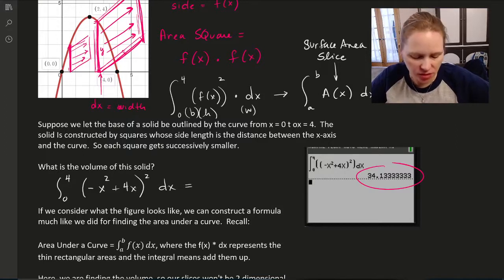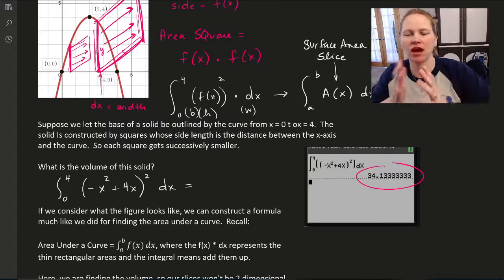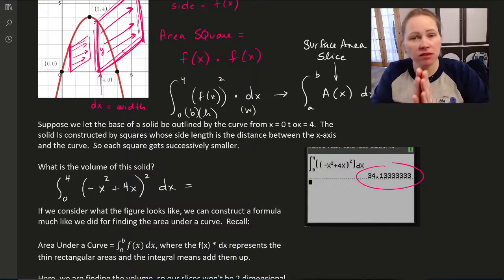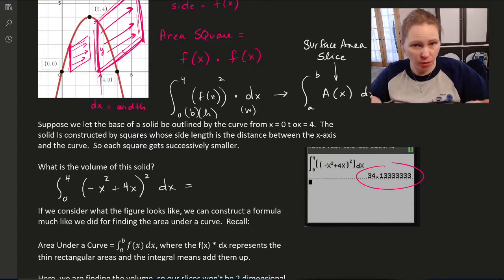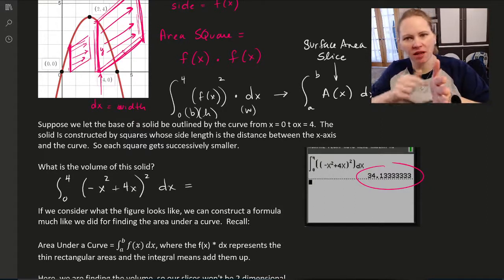So again, the idea is that we are slicing this into slices of shapes we can find the area of. So whether that's a super thin, I don't want to call it a cube, it's more like a box, a super thin box whose bases are squares. So it's just the area, the base times the height.